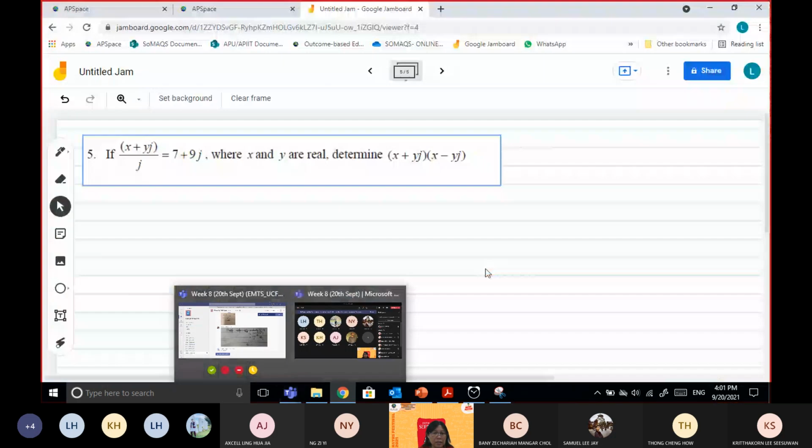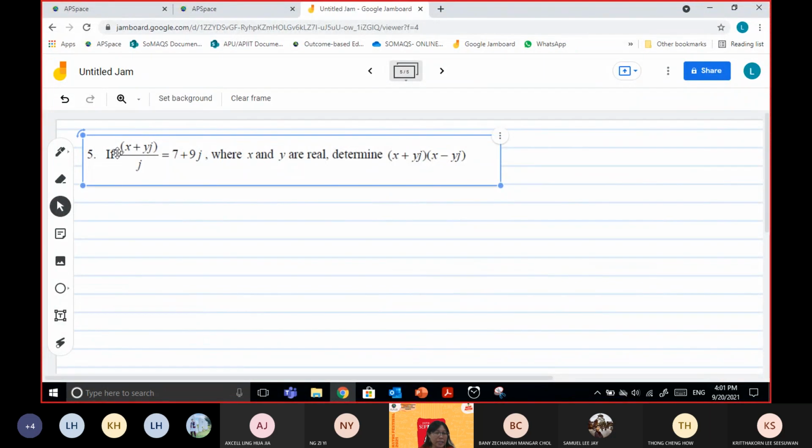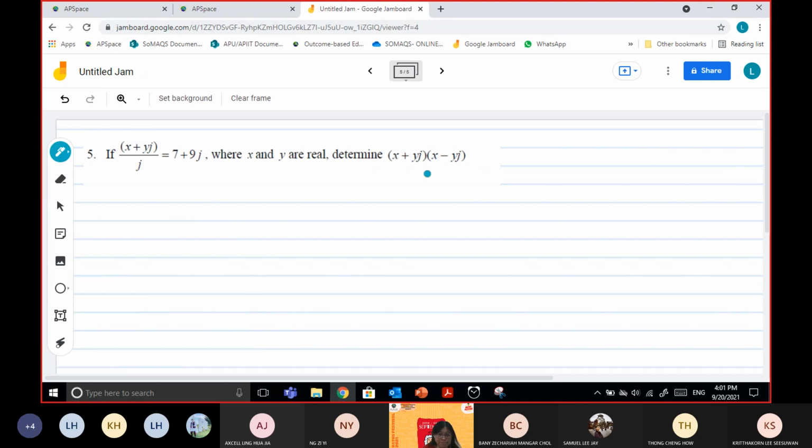Okay, so for these questions: given (x + yj)/j = 7 + 9j, where x and y are real, determine (x + yj)(x − yj). For number 5, you need to determine what x and y are first before you can proceed to find this. So let's start with this part.